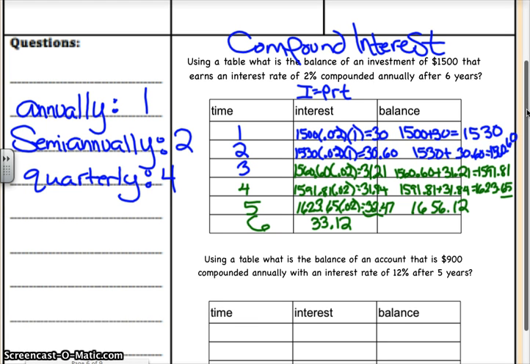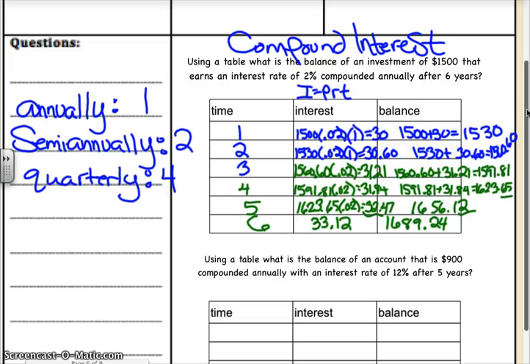And then I go 33.12 plus the previous balance is 1689.24. Okay, compound. Woo. See how the interest compounded? It followed it down. I earned interest on my interest. It does not work with just simple interest.